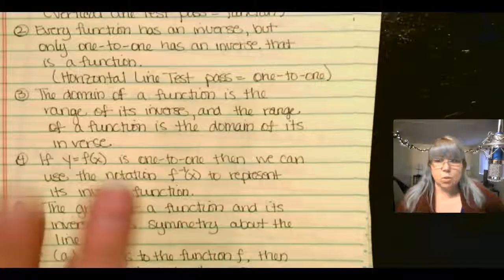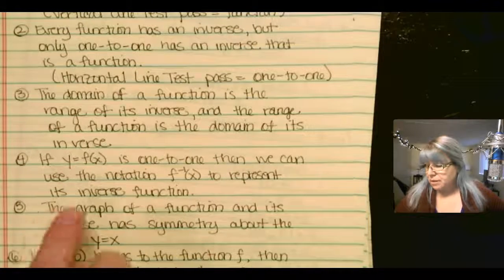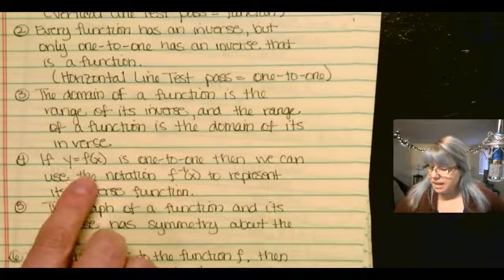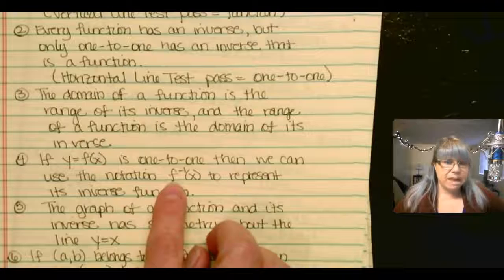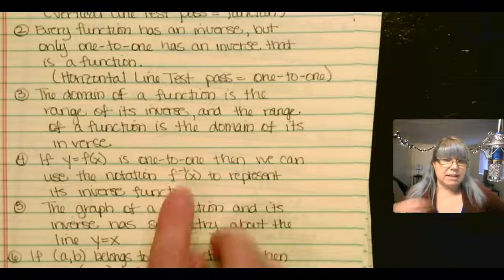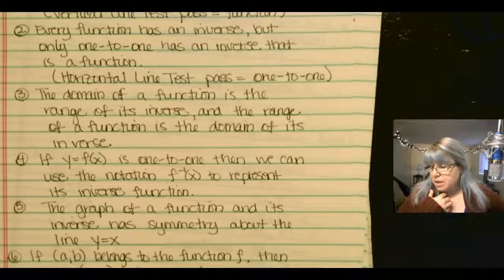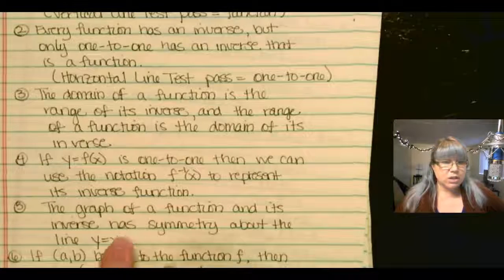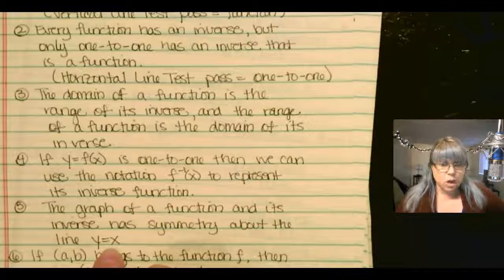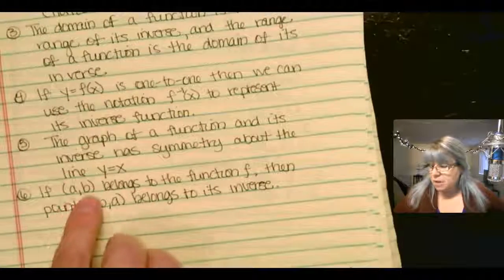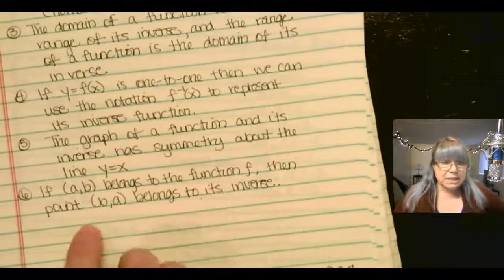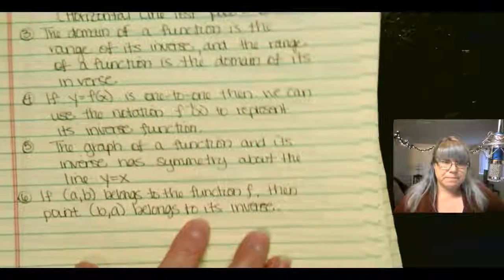That just means x's and y's switch positions. If y equals f of x, and it's a one-to-one function, we can represent the inverse as f inverse of x. The graph has symmetry around y equals x. And then, just to be very clear, if (a, b) belongs to the function, then (b, a) belongs to its inverse.